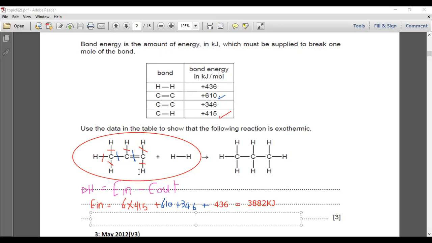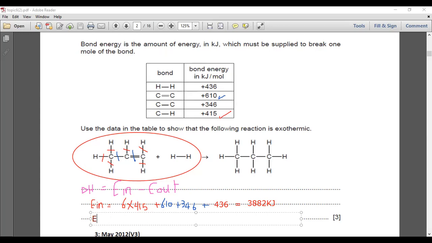No, you have to count. You have to start compound by compound. I started with the first compound, bond by bond. C bond H: 1, 2, 3, 4, 5, 6. So I write 6 multiply the value of C bond H. Okay. Now energy out.